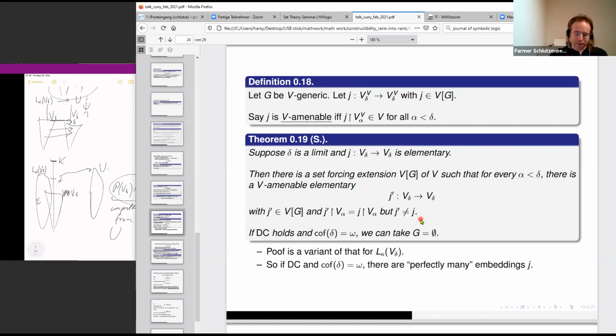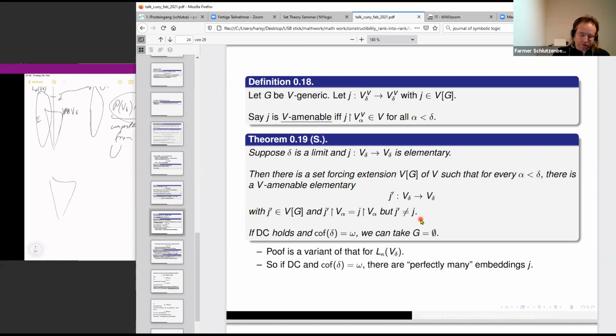So you have this J, V delta into V delta, like this. Whatever V alpha you choose here, and J restricted to there, generically, I can produce an embedding that agrees with this through this piece, but then diverges somewhere above there. And as long as we have DC and cofinality of delta is omega, then we can take G empty here. So we can actually find these embeddings in V if we have these conditions.